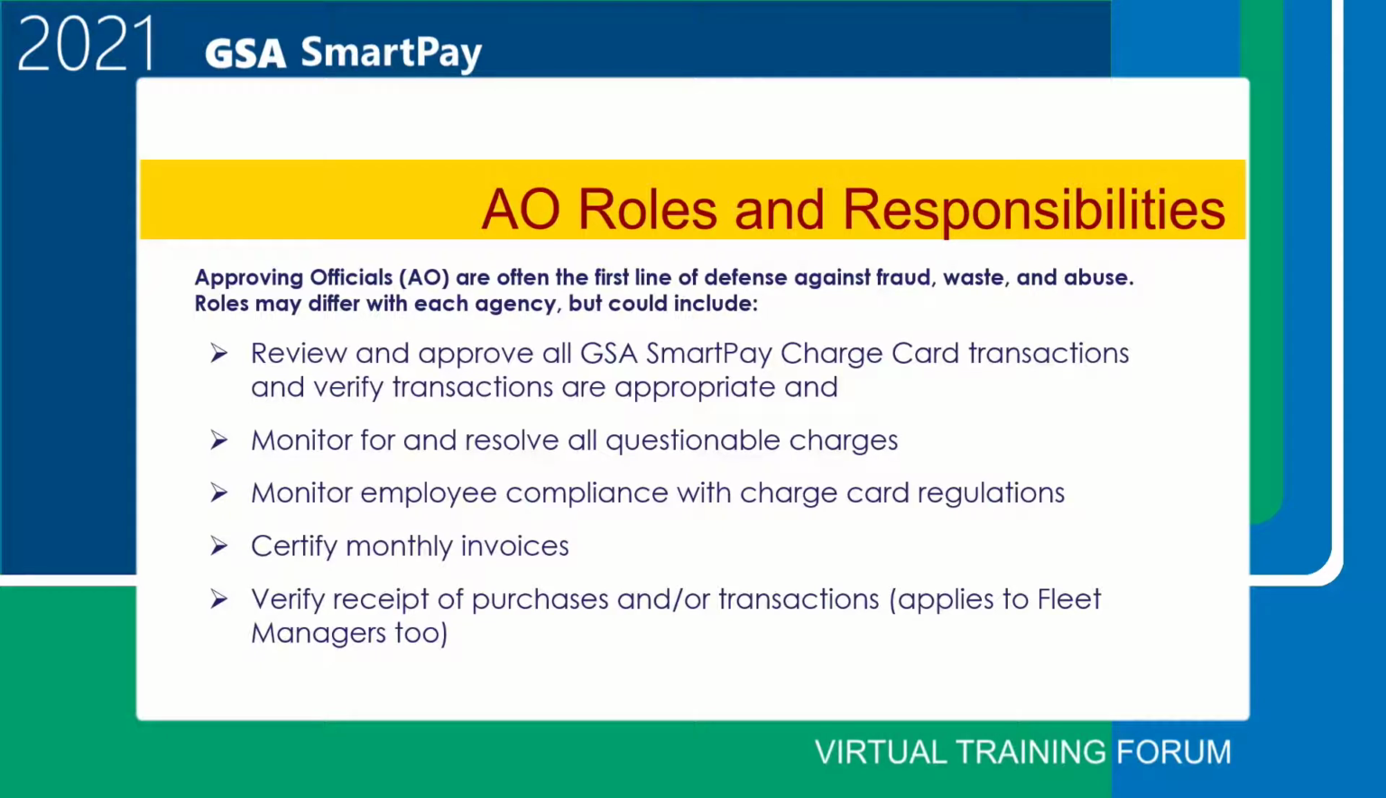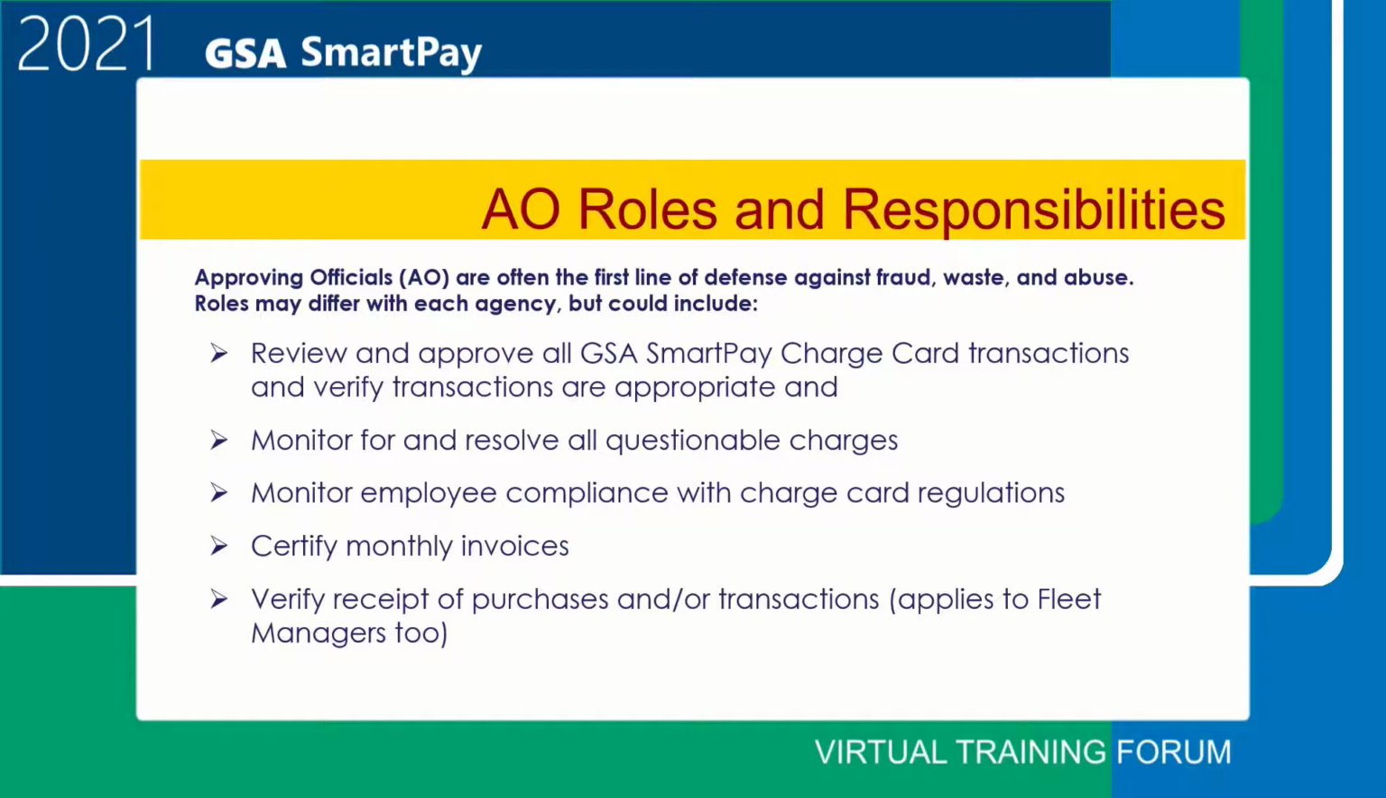All right, so approving official roles and responsibilities. Often you are the first line of defense against fraud, waste, and abuse. Unlike a purchase card where you might log into the EAS of the bank and approve a purchase, or issue approval within your own agency financial system, fleet transactions can be a lot of them. We saw that earlier. So the transactional review might be a little more automated in some cases, but they still need to be reviewed and balanced against vehicle information or whatever you maintain.